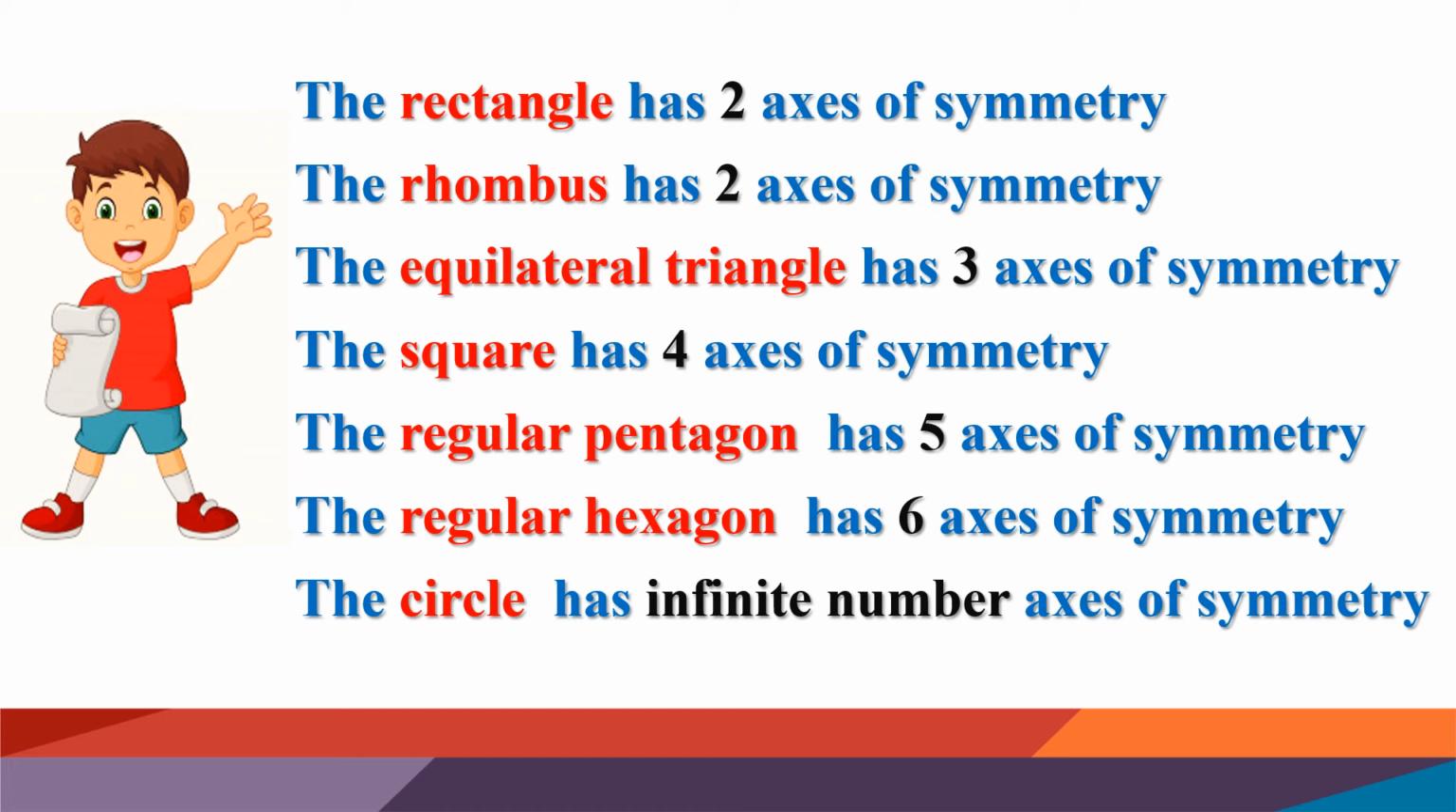So, scalene triangle and scalene trapezium and parallelogram has 0. Isosceles triangle and isosceles trapezium has 1 axis of symmetry. Rectangle and rhombus has 2 axes of symmetry. Equilateral triangle 3. Square has 4 axes. Regular pentagon has 5. Regular hexagon has 6. And the circle has infinite number of axes of symmetry.